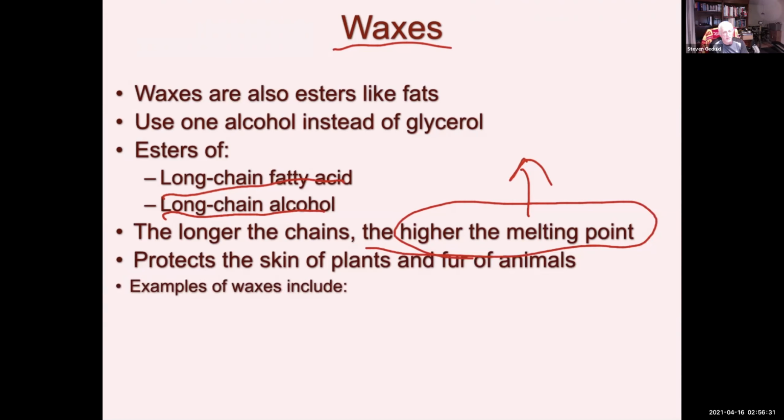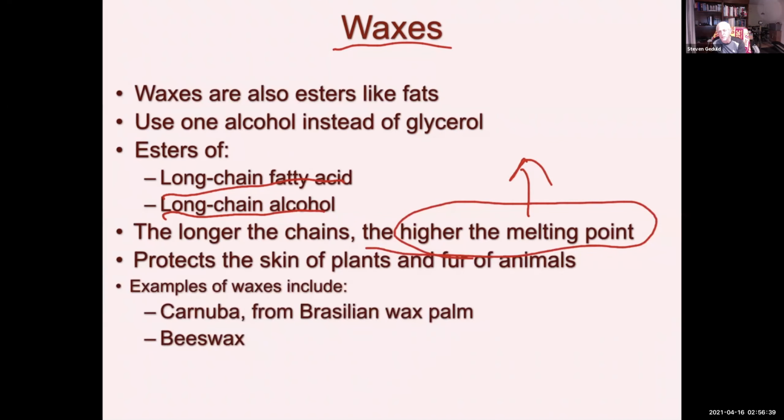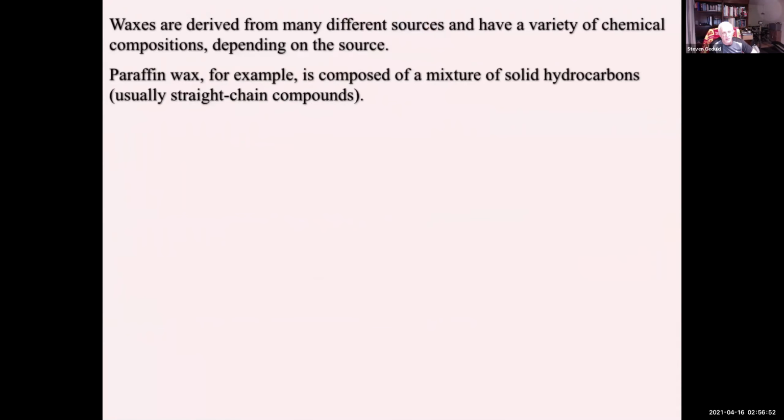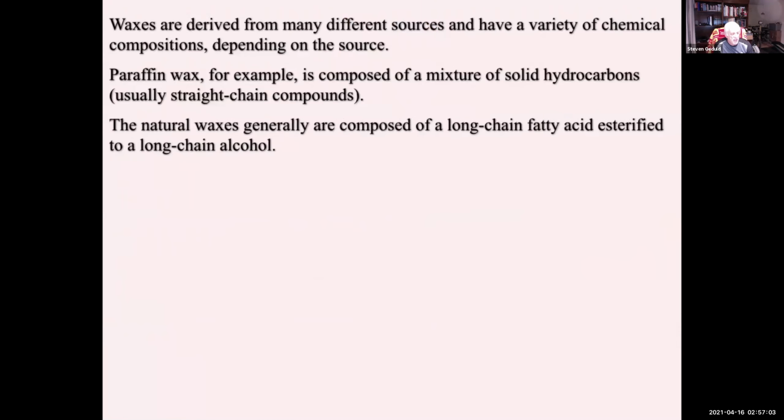Okay. Examples of waxes include carnauba from the Brazilian wax palm. Beeswax. Okay. So waxes are derived from many different sources, and have different chemical compositions depending on what they're derived from. Okay. Paraffin wax, like used with candles. Okay. It's composed of solid hydrocarbons, usually straight chain compounds. Natural waxes, generally composed of long chain fatty acids, esterified to long chain alcohols.